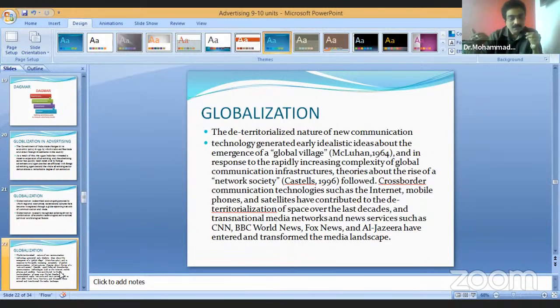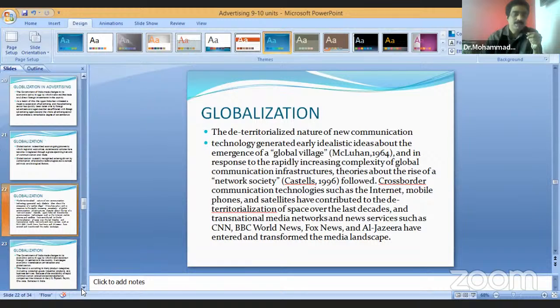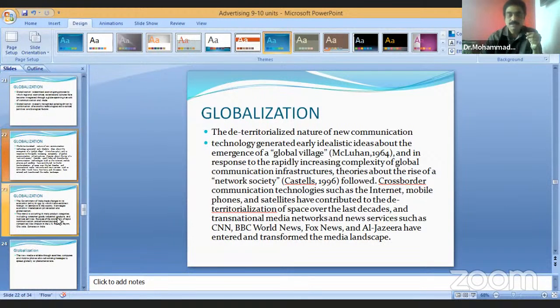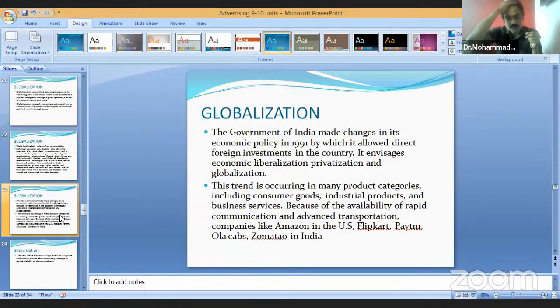So it has tried to monopolize the content through its network. So these are the things in which other multinational companies also have a presence in their products. Other things, the globalization.